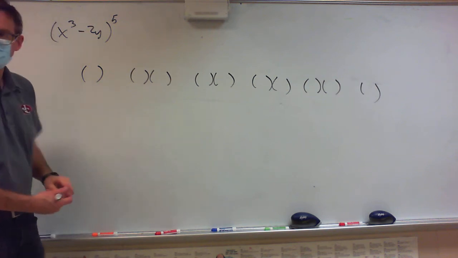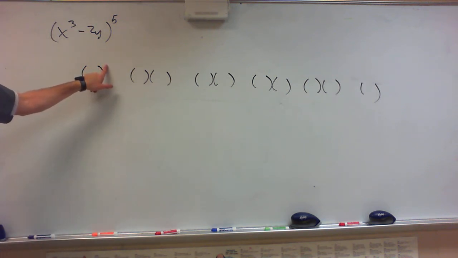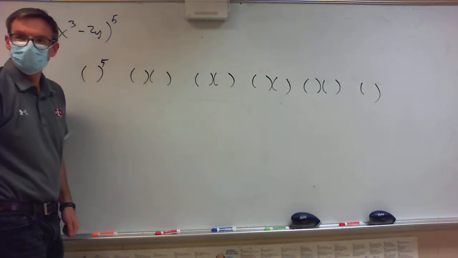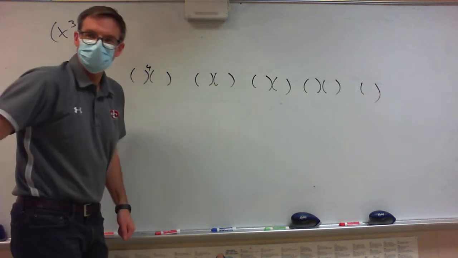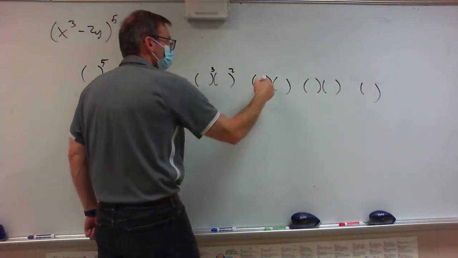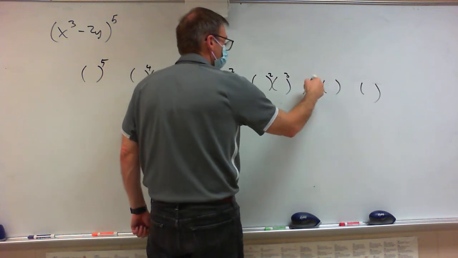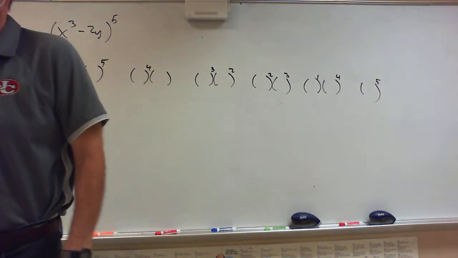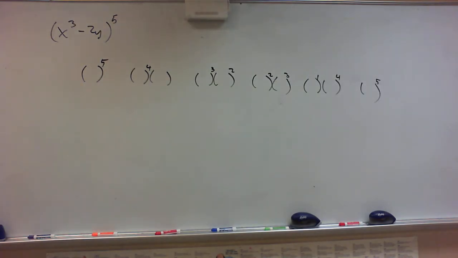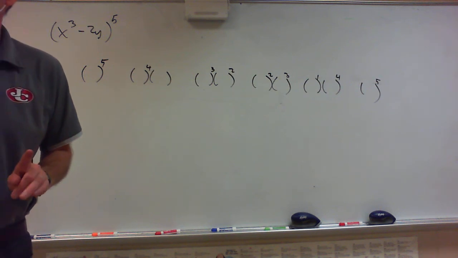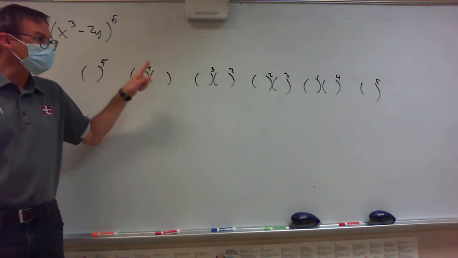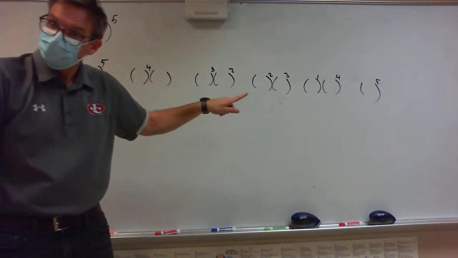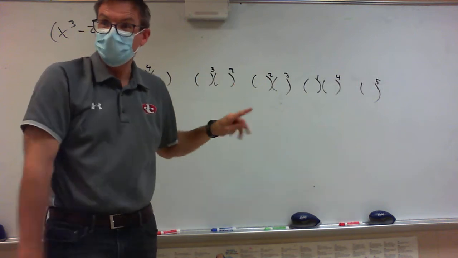Now, let's do exponents. What's this exponent going to be? 5. And then what are these exponents? 4 and 1. What are these exponents? 3 and 2. 2 and 3. 1 and 4. And a 5. Did that make sense? Was that step easy? Believe it or not, doing this step makes the problem a whole lot easier. If you think you're going to skip this step, you tend to make a mistake.